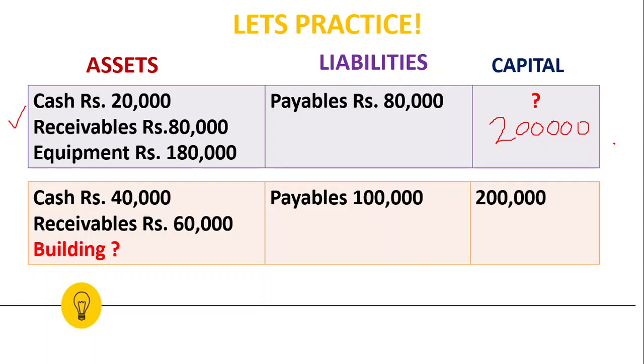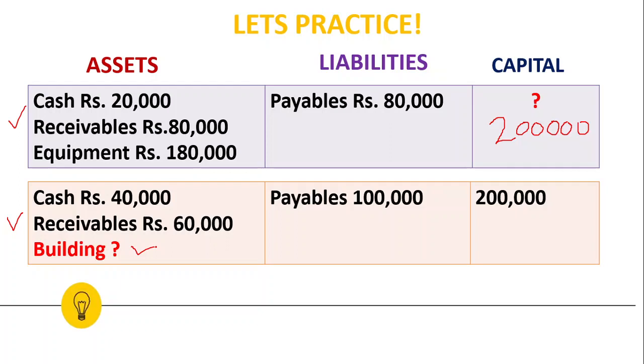Moving on towards the next example, in which there are again some assets listed over here, and we have payables, we also have capital, but we are basically having one missing value on the asset side, which is building. Fine, and we need to ascertain this value right now. For this sort of example, again, the way to offset and find the missing value is to take a total of available balances on both the sides.